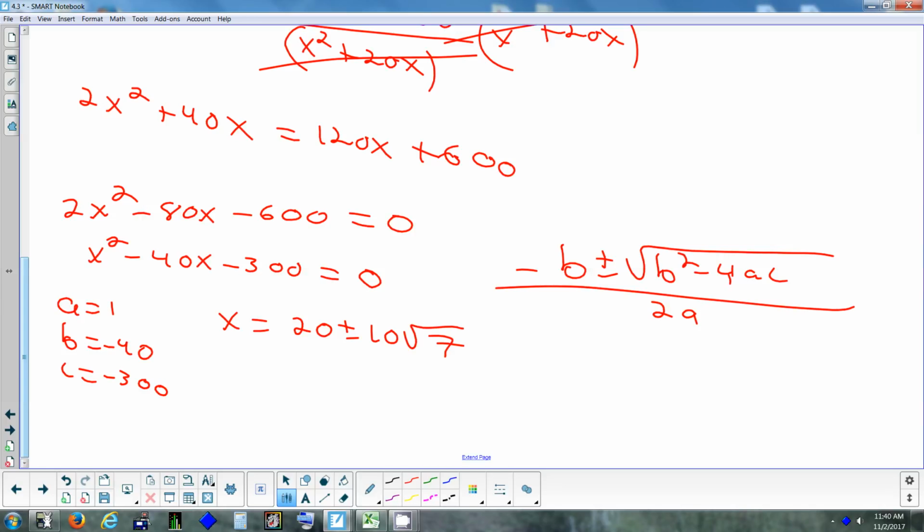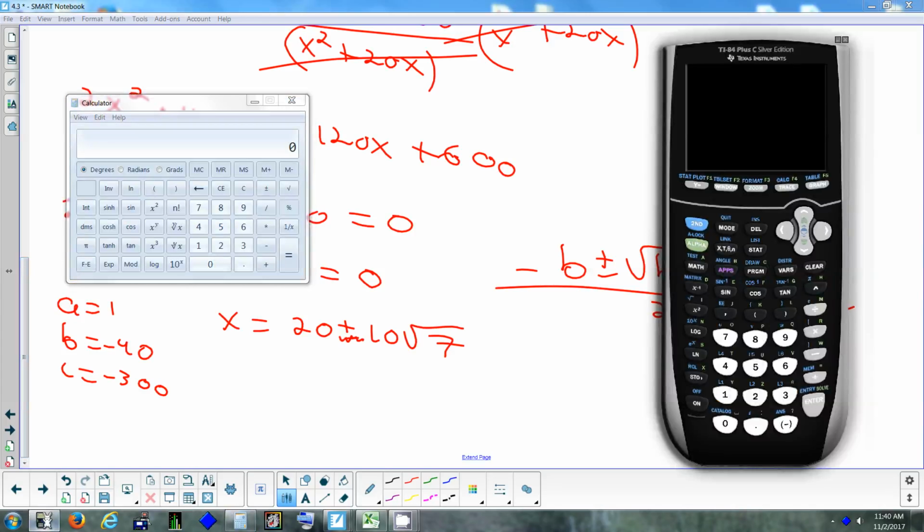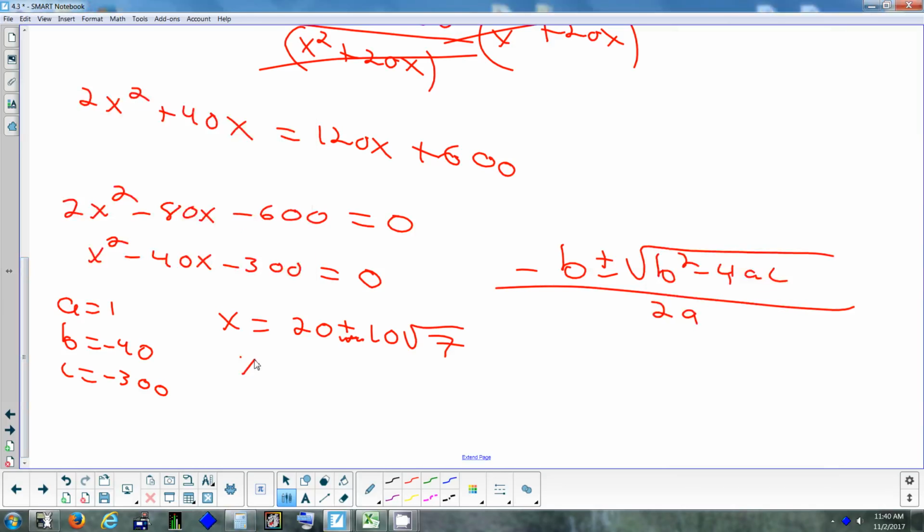Okay? So even though mathematically that is an answer to the problem, just using pure math, it doesn't make sense in the word problem because we're talking about speed. So really, the only answer you get here is 20 plus 10 square roots of 7. Okay? Let's just write down what that is. 20 plus 10 square root 7. It's about 46.6 miles per hour.